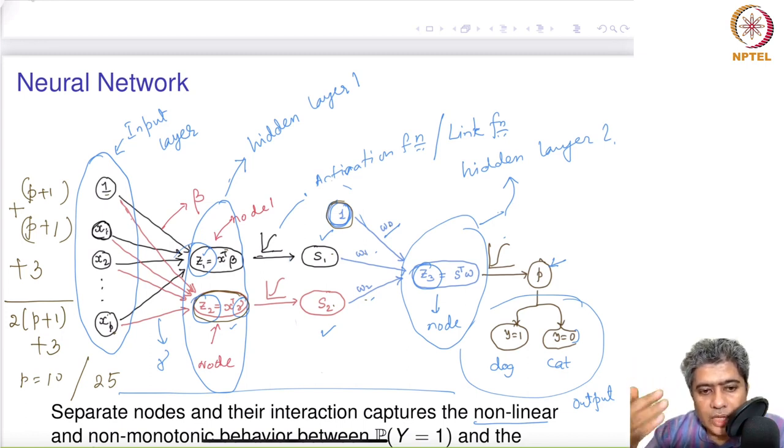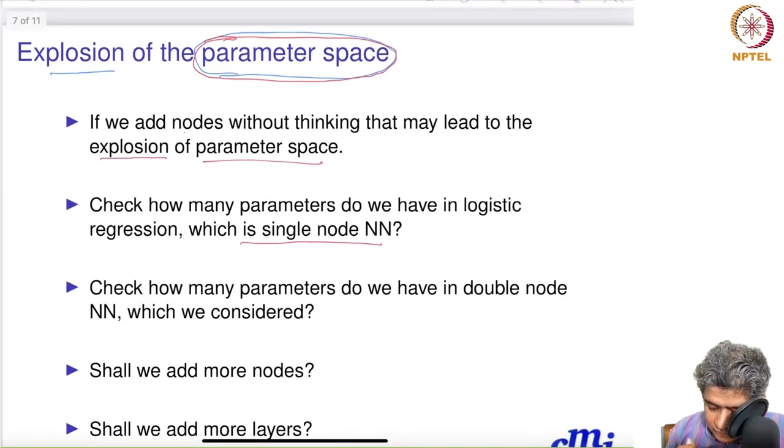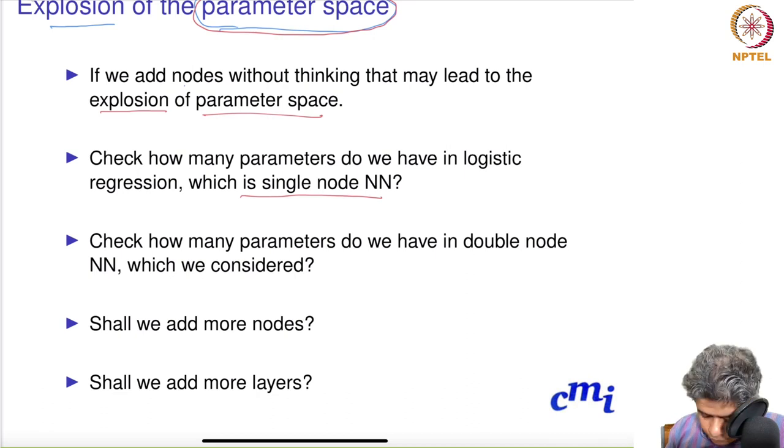Previously it was just 11 and now it is 25. You just add one more layer with one extra node and that's it, you are done. So in a neural network, your parameter space can explode. So how many parameters do we have in a double node network?